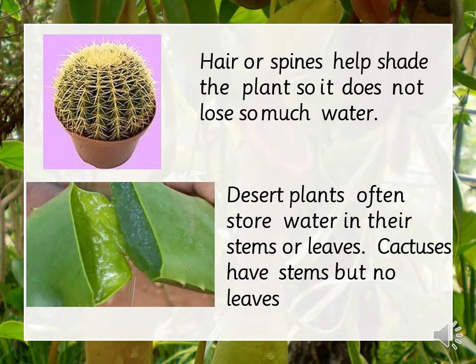Hair or spines help shade the plant so that it does not lose much water. Some desert plants, like you can see in the picture of this aloe vera, have leaves and some have stems. But the aloe vera has only leaves. It doesn't have very prominent stems. Cactuses have stems, but they don't have leaves. So when you cut the cactus open or you cut the leaf of an aloe vera open, you see that it contains a slimy thing inside. It's like water. This slime helps the plant to live in the desert for a long time without water, without rainfall.